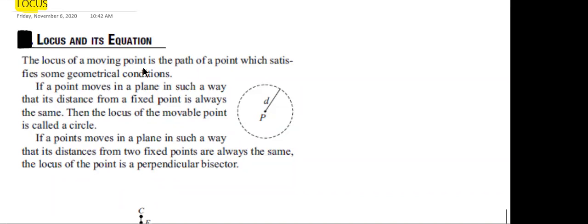Now see here, one example is that if a point moves in a plane in such a way that its distance from a fixed point is always the same. That means here take one fixed point, and some distance. Distance means I am taking 2 units. Move the locus like this, so we get one circle. Yes or no? We get one circle approximately. This is not an exact circle.